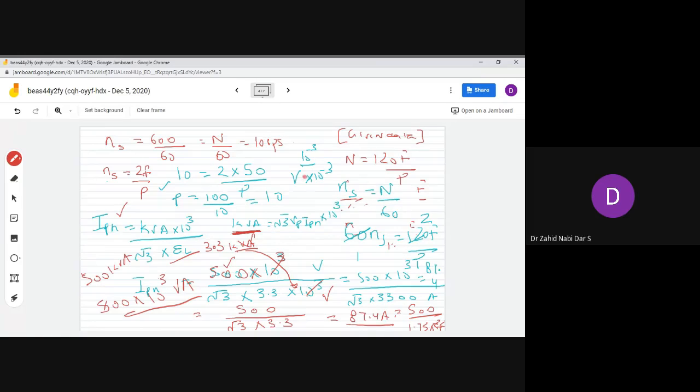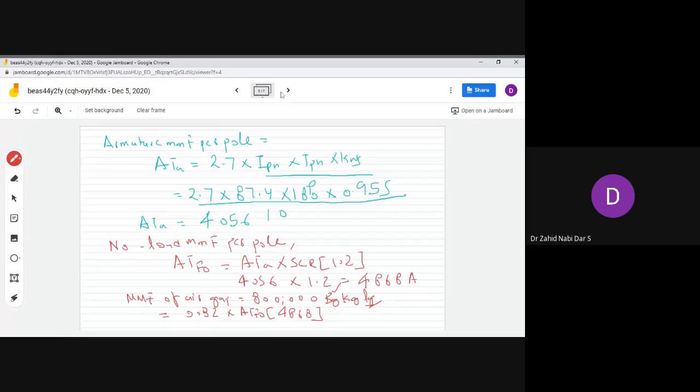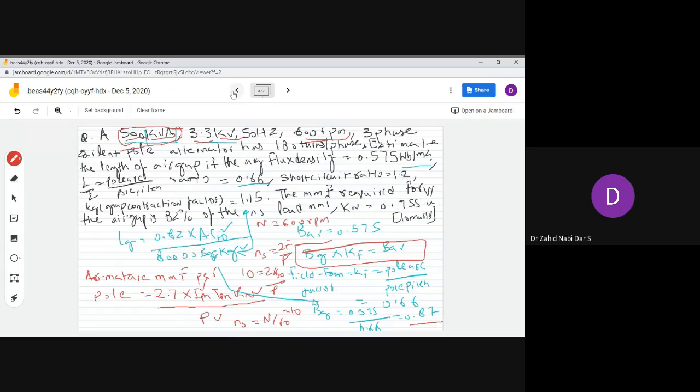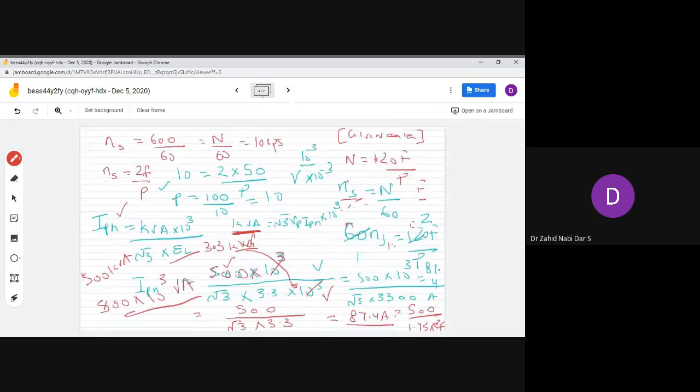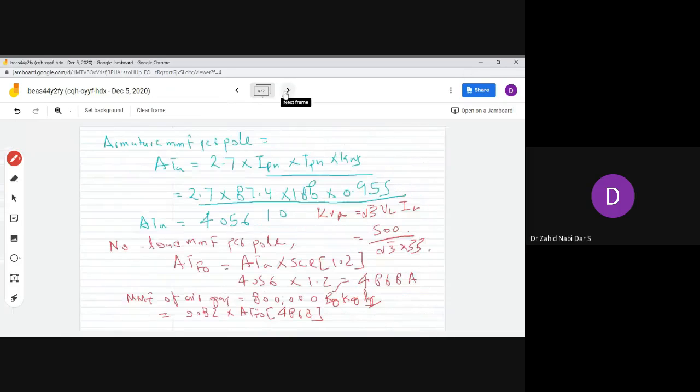Yes, sir. If I directly take kVA is equal to root 3 V line I line, still I'll get the value like that, 500 by root 3 into 3.3. Because naturally, if this value was given in kVA and this in other dimensions, it would have created a problem. But in this case, kilo is there in both, so it's getting cancelled and I'm getting the answer. That's why I elaborated this step a little bit. Got my point?